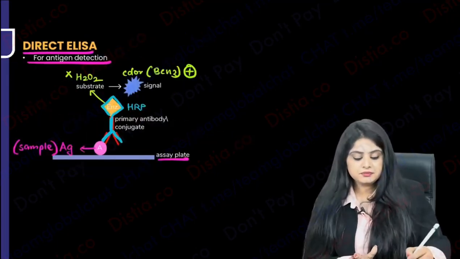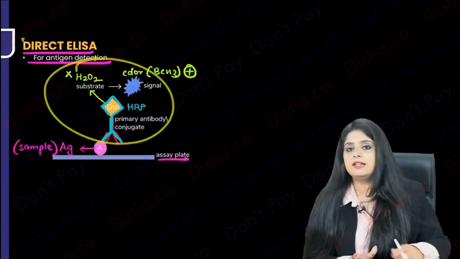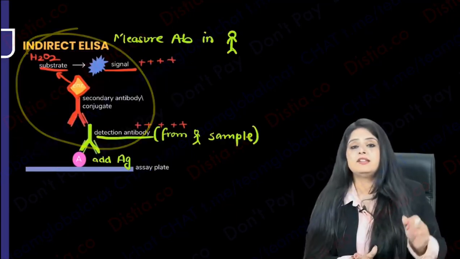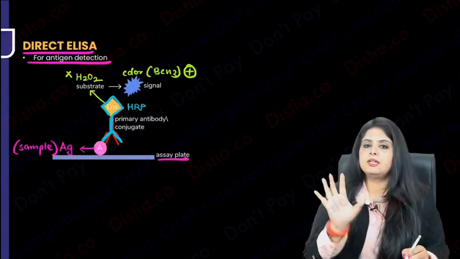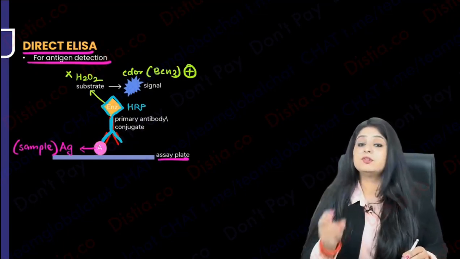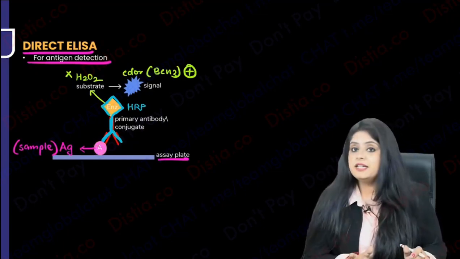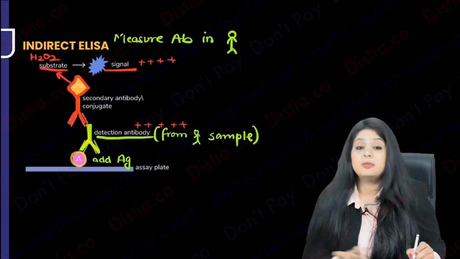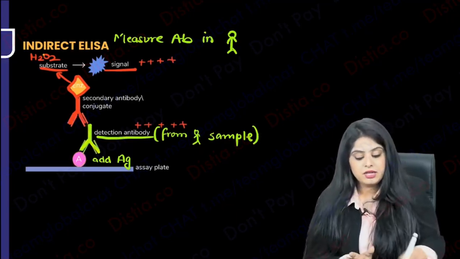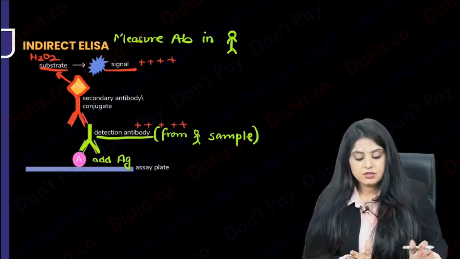That was there in direct ELISA also. That is there in indirect, that will be there in every ELISA. What you are detecting will change. In direct ELISA, you add the patient's sample directly, and that's all you had to do because you were testing antigen. Whereas in indirect ELISA, first you add an antigen, then you add the patient sample, because now you want to test for antibodies. Let's come to the third one, sandwich.